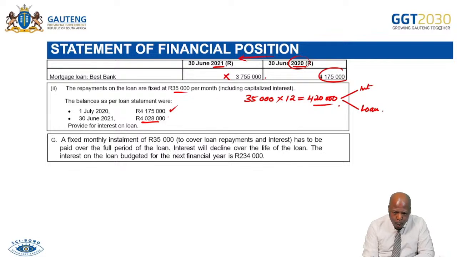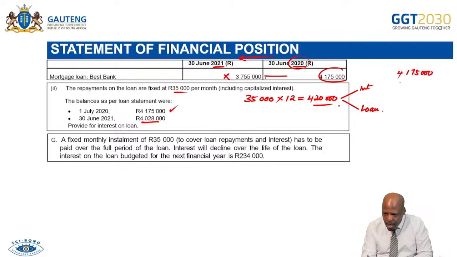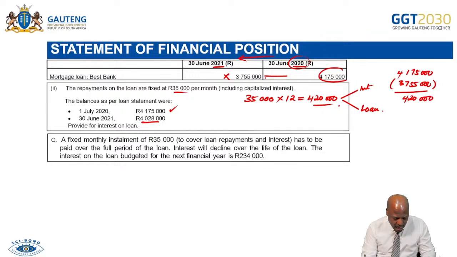3,755,000 rather. Now, we want to know for this year, what is the difference between the loan that we had at the beginning and the loan at the end? In other words, we are coming here to say my 4,175,000 minus the 3,755,000. I'm getting the difference here. That will give you your 420,000. All right. Now, that is the repayments that we have done on that loan there.